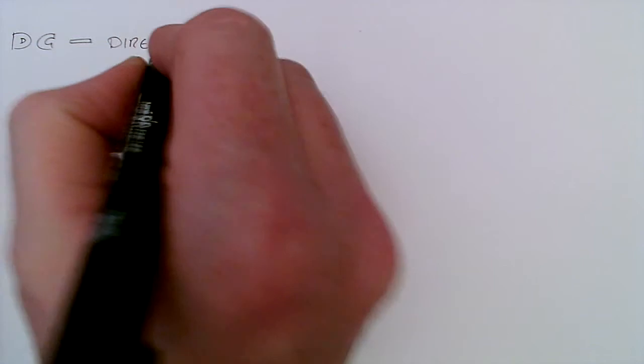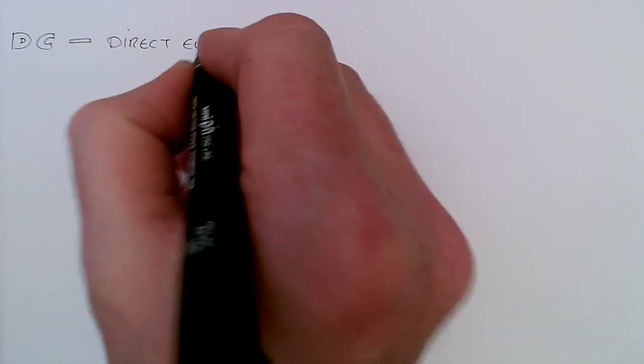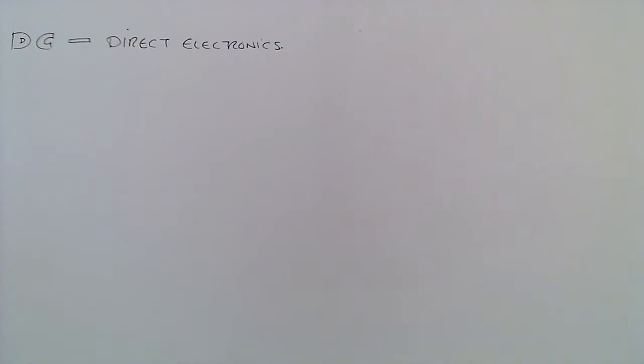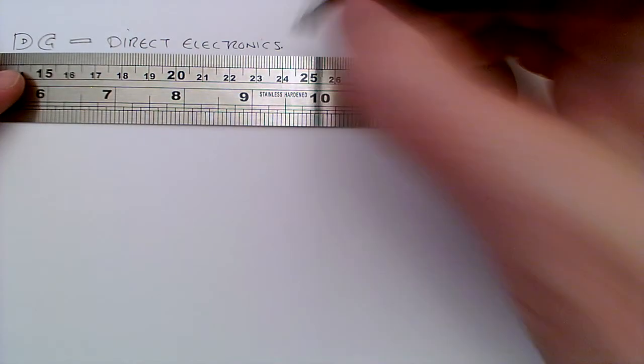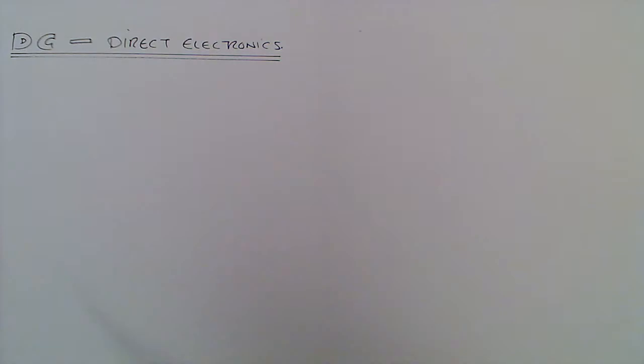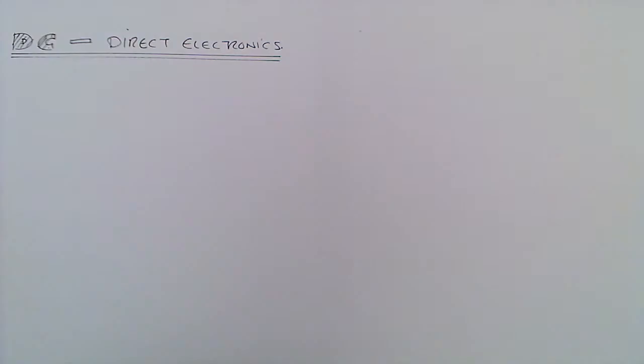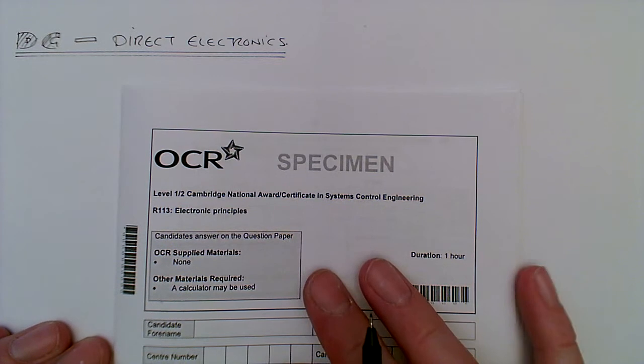We're going to start talking about direct current in electronics. That's the main type of electricity that we deal with, although you will encounter alternating current in some of your studies, but we're going to focus on direct current. I'm going to try and understand how that works.